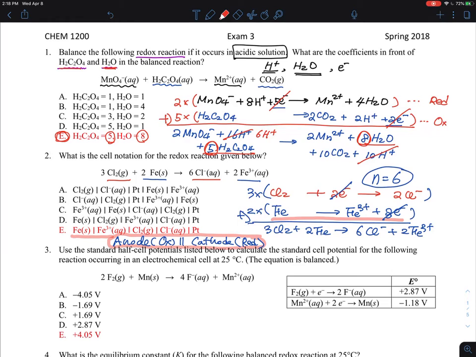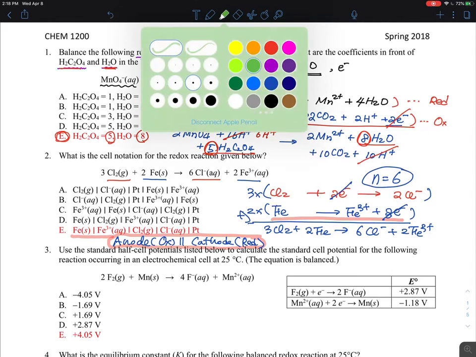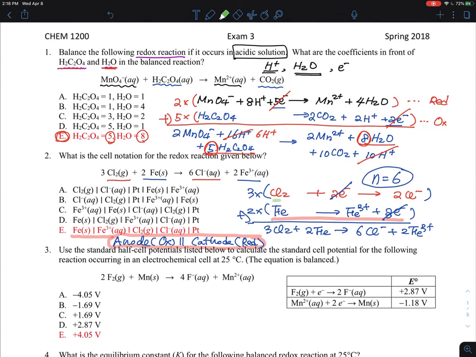So that's the one, and which one gets reduced? Let's see this one. Chlorine is getting reduced to chloride, Cl minus. So if I just write this as an answer, I will write the oxidation: Fe changes into Fe3+ aqueous.